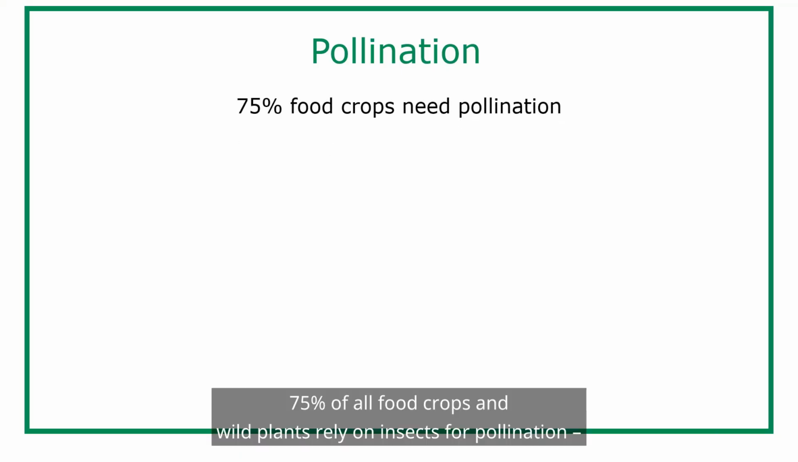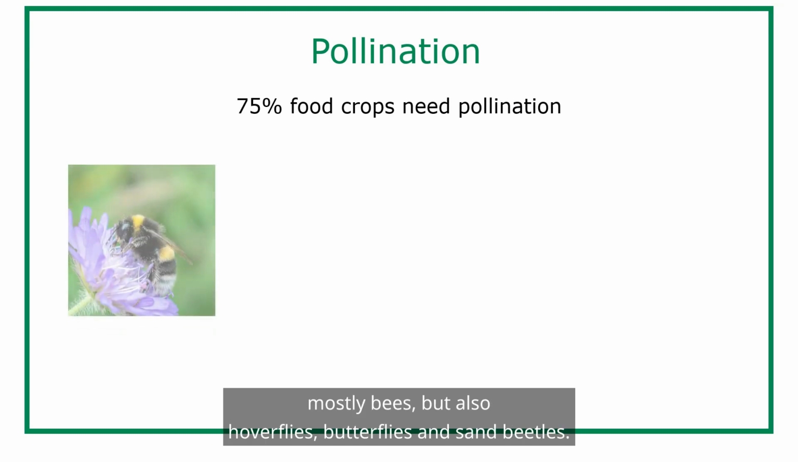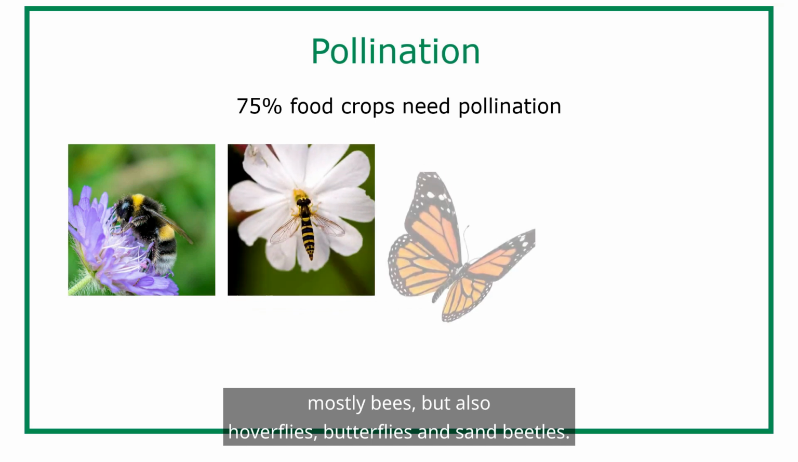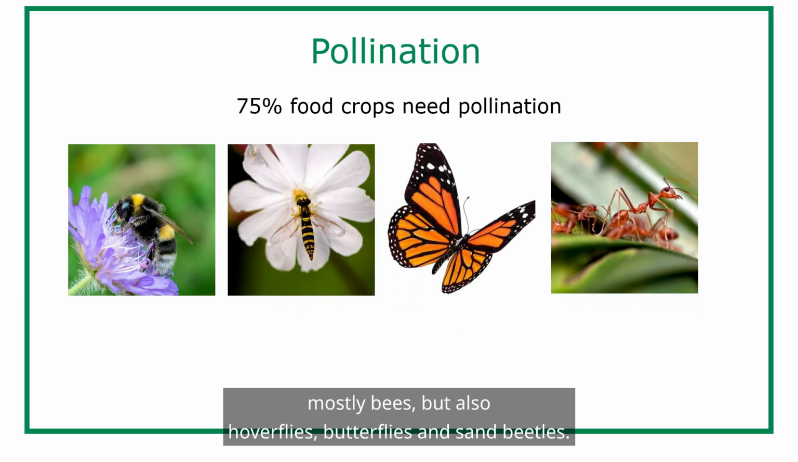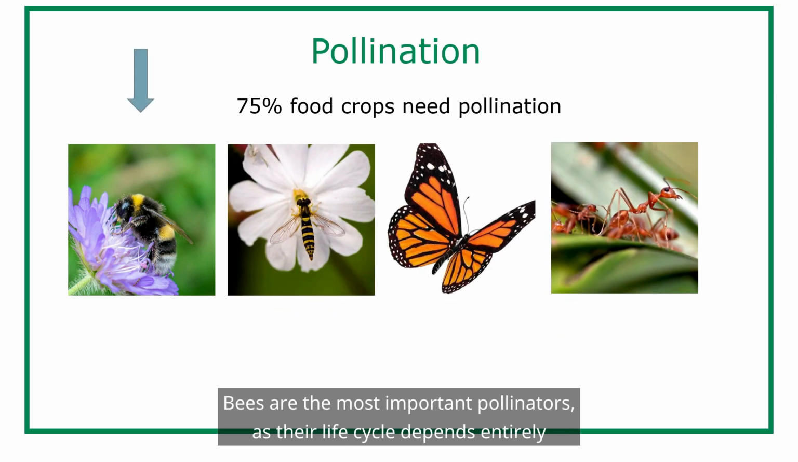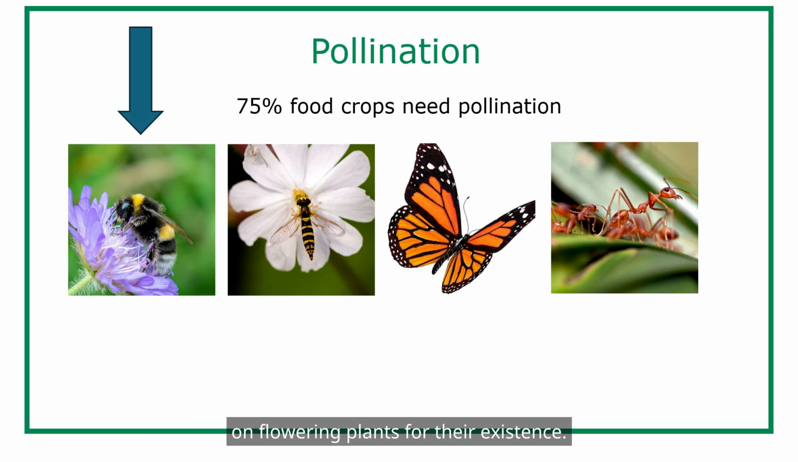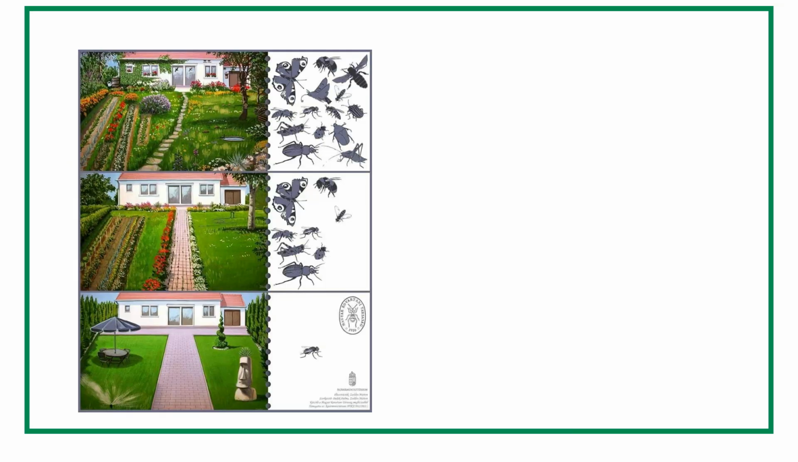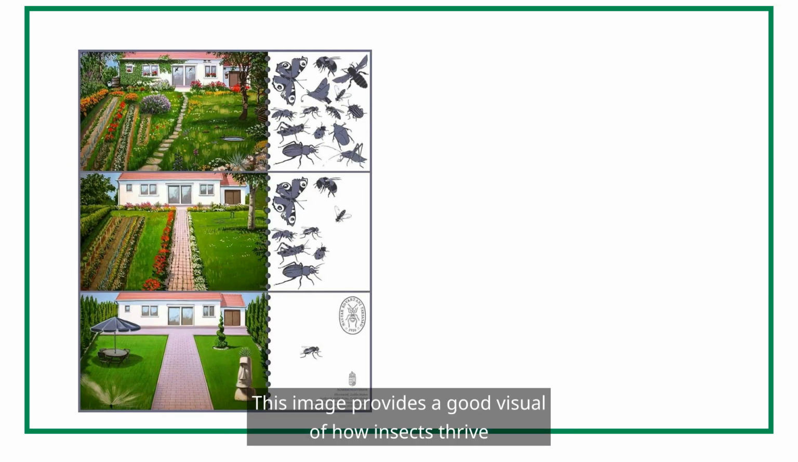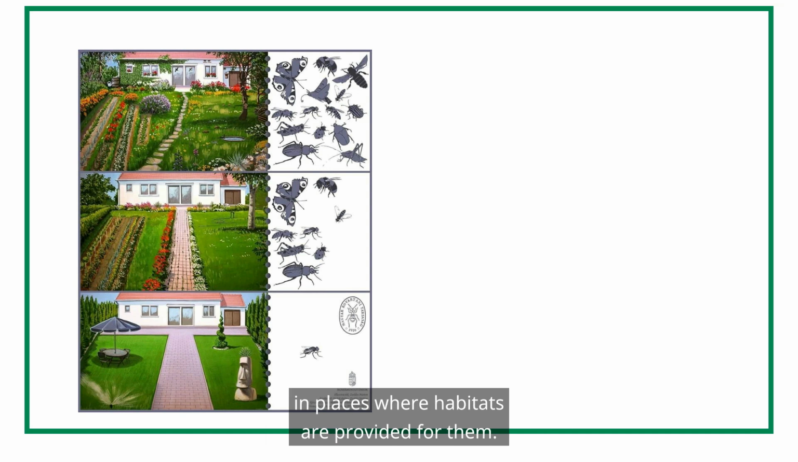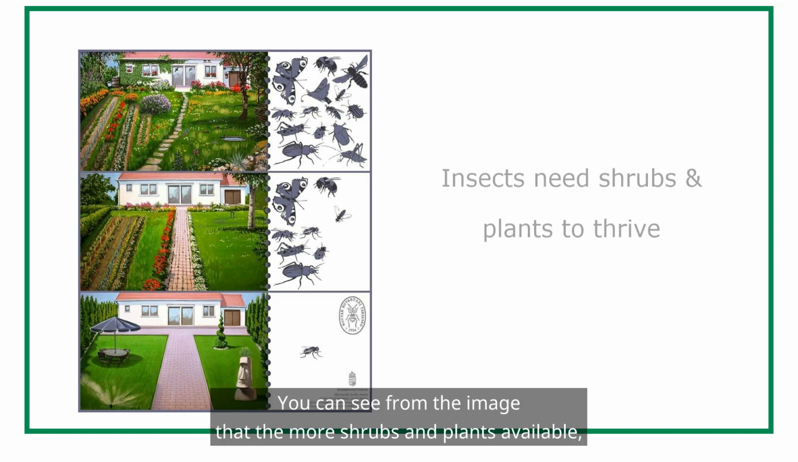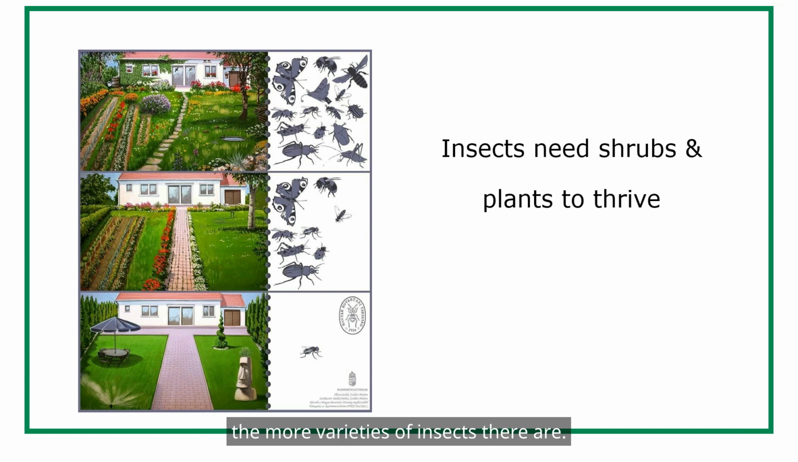75% of all food crops and wild plants rely on insects for pollination, mostly bees, but also hoverflies, butterflies, ants and beetles. Bees are the most important pollinators, as their life cycle depends entirely on flowering plants for their existence. This image provides a good visual of how insects thrive in places where habitats are provided for them. You can see from the image that the more shrubs and plants available, the more variety of insects there are.